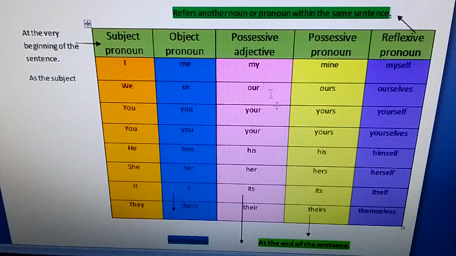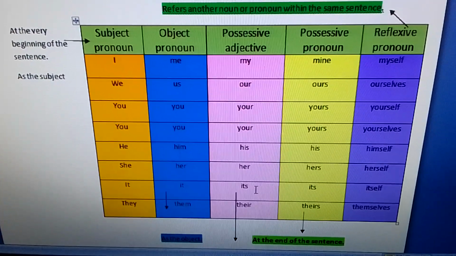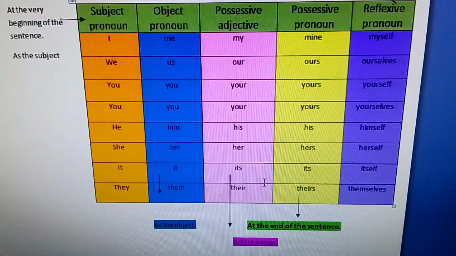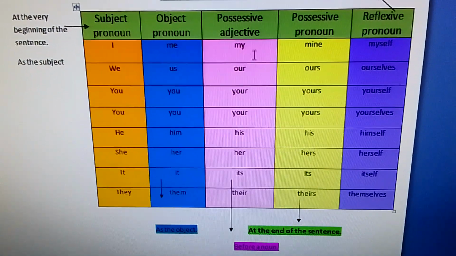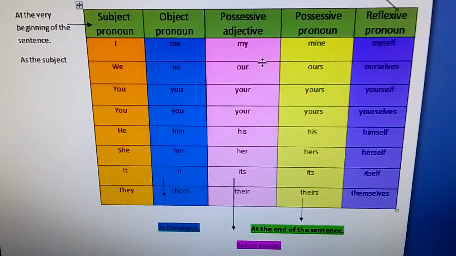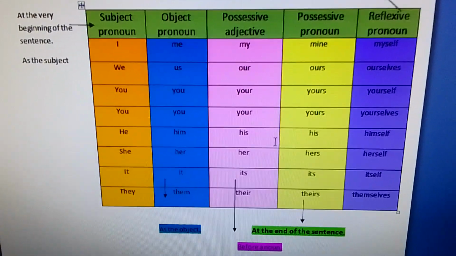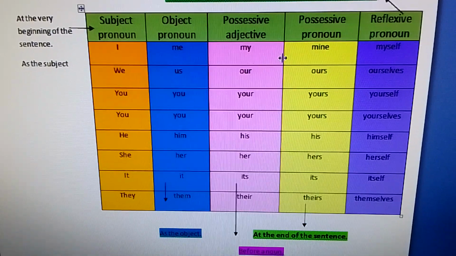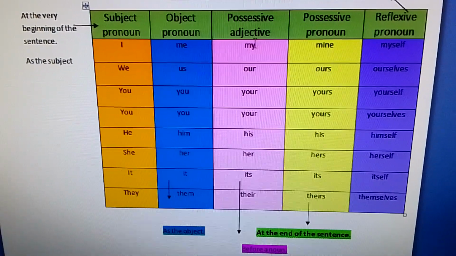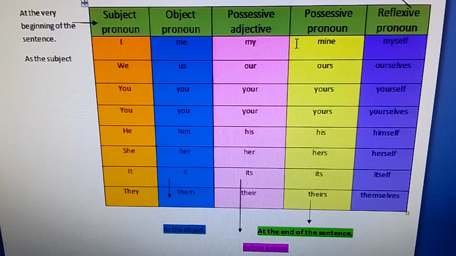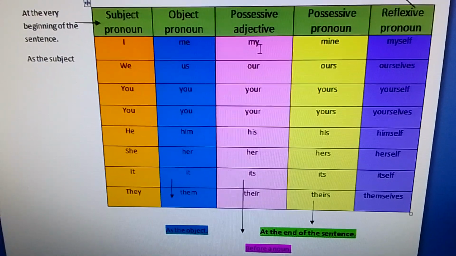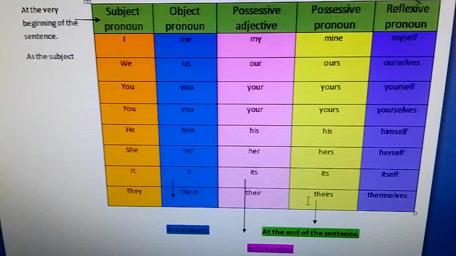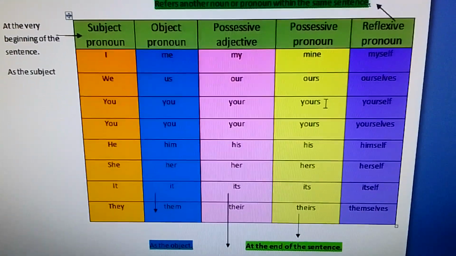The third one is possessive adjectives. We use the possessive adjectives before a noun. We cannot use these possessive adjectives alone in a sentence. We must use this possessive adjective before a noun. Bag is noun. The adjective is my bag. Bag is possessed by me, right? My bag, your school, their house, like that way.